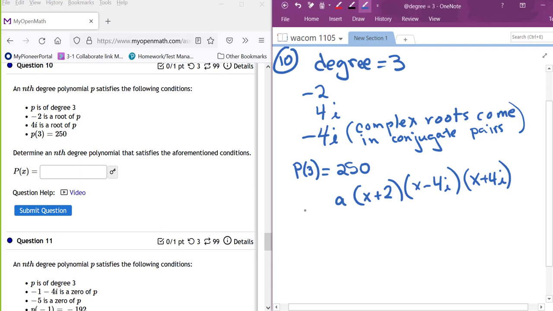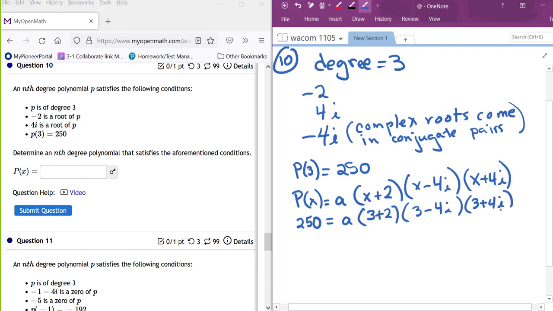And then we'll plug in the 3. This will equal 250, so that we can find our A. Right? And so we have 3 minus 4i and 3 plus 4i. And this one we will have to multiply out in order to get the A. So this gives us a 5.